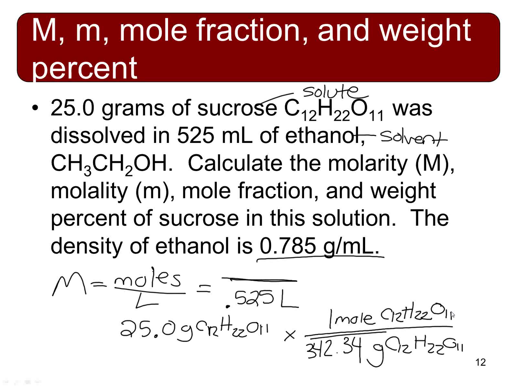So you have 12.01 times 12, 22 times 1.01, and 16 times 11. Some tables have 15.999, so you might get a little bit of variation, but just as long as you've got at least the 342 there. Okay, so go ahead and divide and tell me what you get for moles of sucrose.